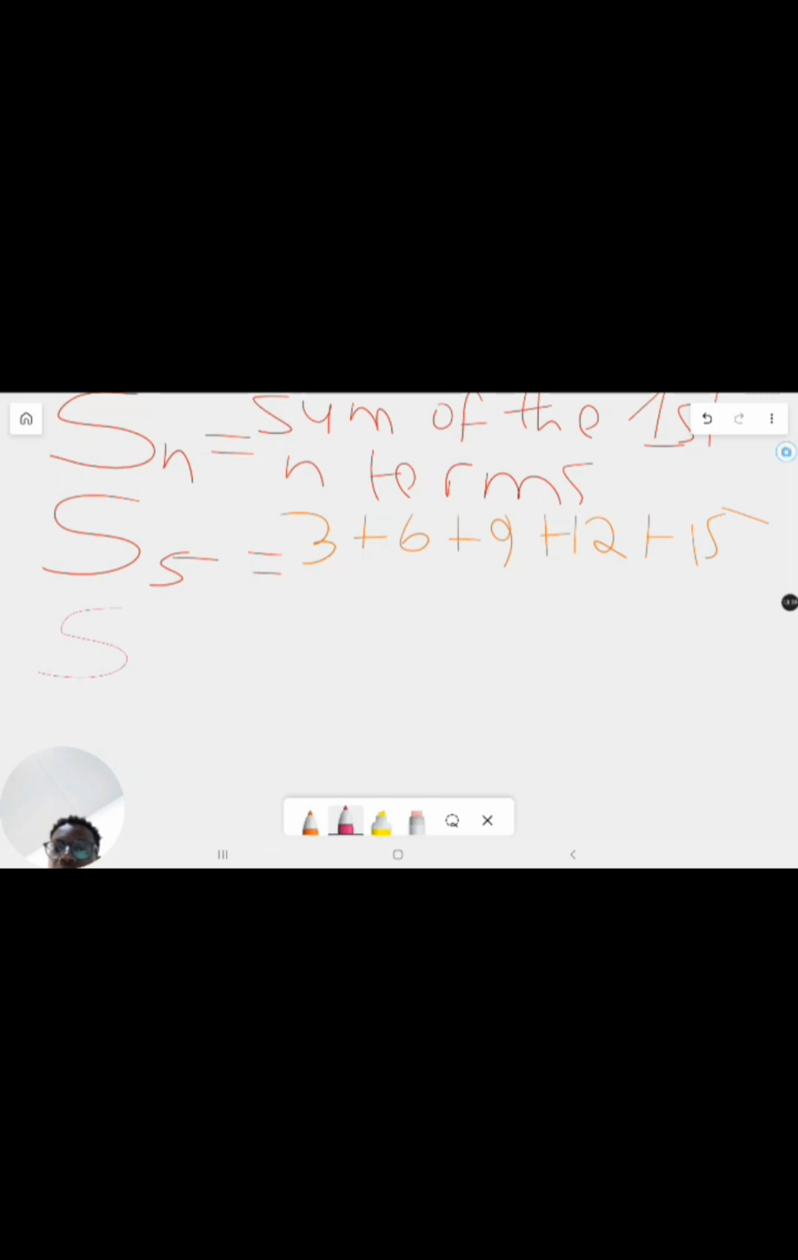I have S5 is equal to 3 plus 6 is 9. Then 9 plus 9 is 18. Then 18 plus 12 is 30. Then 30 plus 15 is 45. So the answer to this would be 45. That's all that it is. S5 just tells you to add the first 5 terms of this arithmetic series. And how do we know that it's arithmetic? Because the common difference D for all the successive terms is the same. And that's all you do. That's the answer. Okay, let's do a second example.